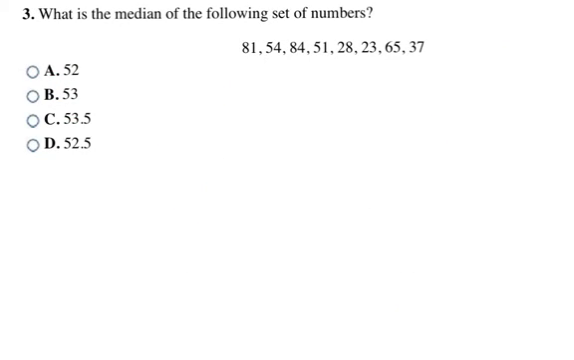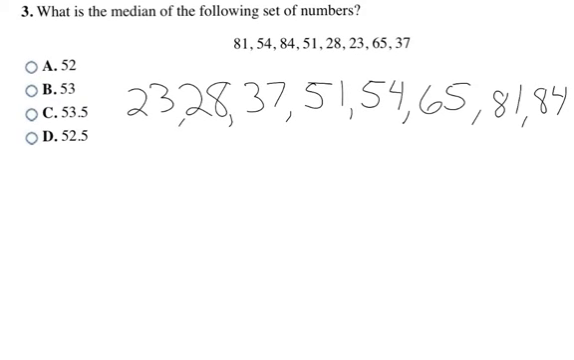Next, I'm going to find the median. And for the median, you're going to have to put these numbers in order from smallest to biggest first. Do not skip that step. So my smallest number here is 23. Next up is 28. And when I do that for the rest of the numbers, it ends up looking like this.